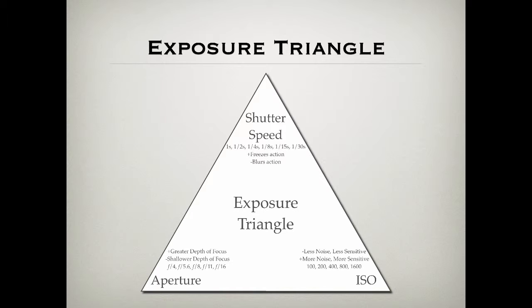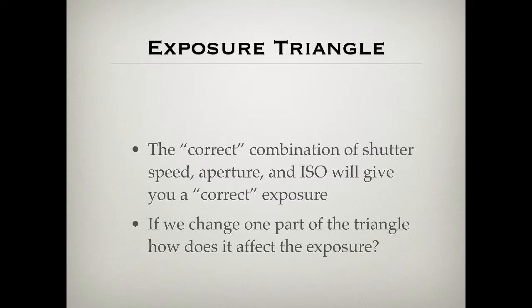So the exposure triangle, there's three pieces to it that make up what we call a correct or a good exposure. Well, maybe not correct is the best word, but a good exposure. So the 3 things are shutter speed, aperture, and ISO. And we're going to cover individually each of these in different presentations. Today, we're going to be covering shutter speed.